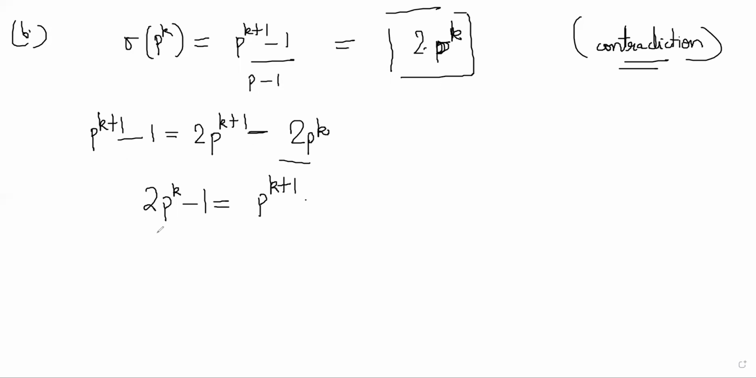Now the contradiction is clear, because this is even, this is odd. This is even minus an odd.